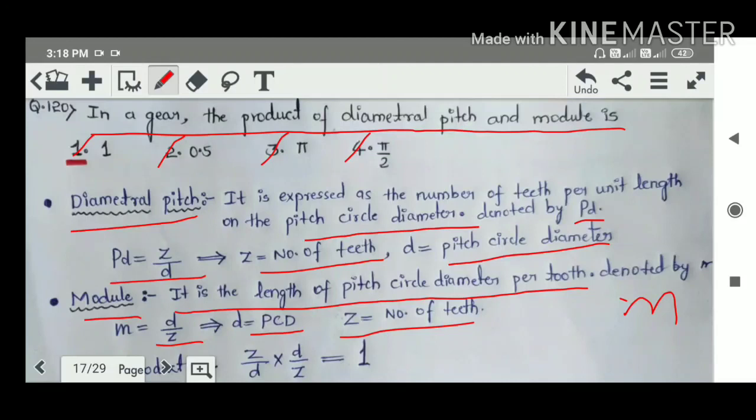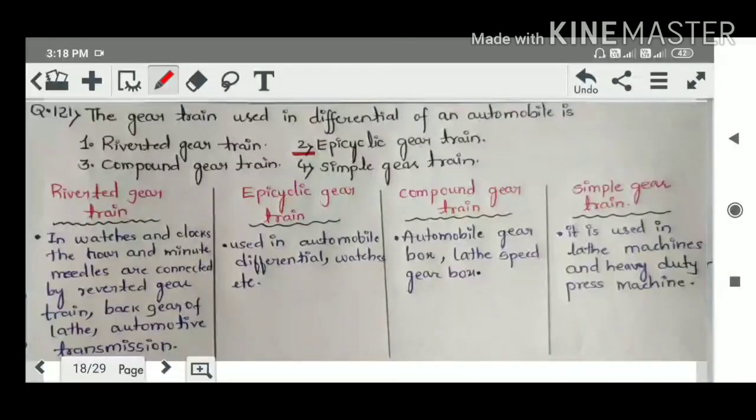If you take the product, Z will cancel, D will cancel, we will get 1 here. So the correct option is option number 1. 1 is the correct answer. Okay friends, the product of diametral pitch and module is 1. Let's move on to question number 121.